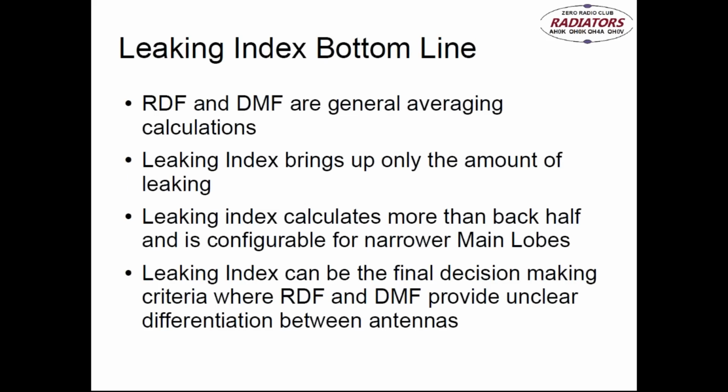So the leaking index bottom line is that RDF and DMF are, in the end, general averaging calculations, but this leaking index brings up only the amount of leaking. We are interested only in the amount of leaking and how much it is. And we are calculating more than just the back half. This is configurable for narrow main lobes. I will show you at the end of the presentation what that means.